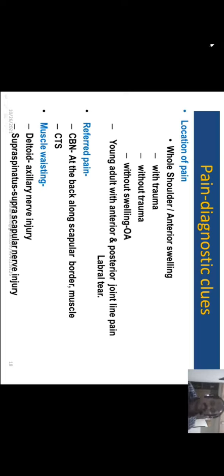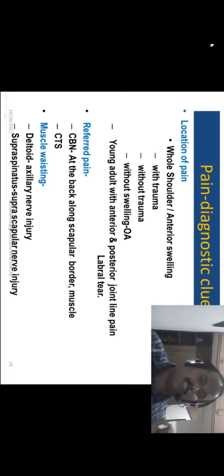And the differential diagnosis of CBN with shoulder pathology is, if a patient is having pain radiating from shoulder to elbow, and shoulder related pain never radiates below the elbow. This is the most important thing. If the pain is radiating from shoulder to upper arm or below the elbow, it is mostly due to cervical pathology. Any pain which is radiating below the elbow is mostly cervical pathology. One thing is important: shoulder pain never radiates below the elbow.